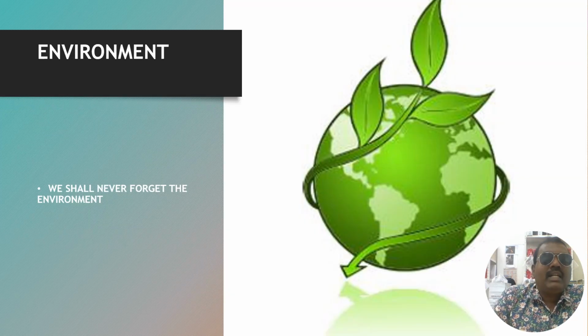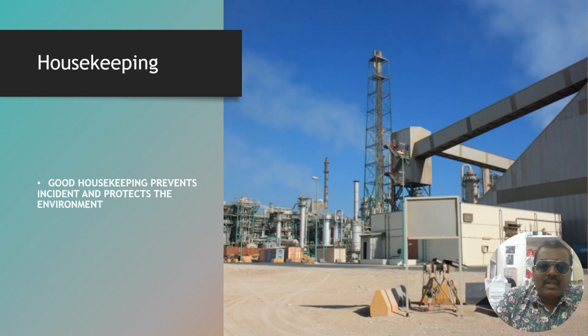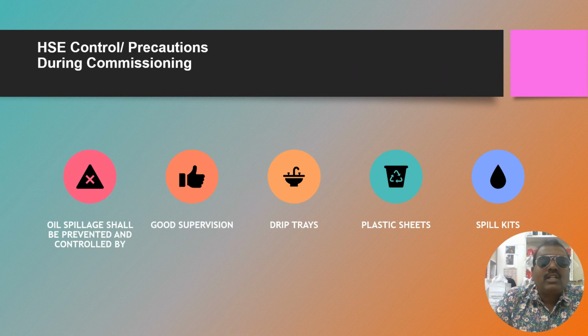Environment. We shall never forget the environment. Housekeeping is required; it prevents incidents and protects the environment. HSE control precautions during commissioning: oil spillages shall be prevented, with good supervision, drip trays, plastic sheets, spill kits.